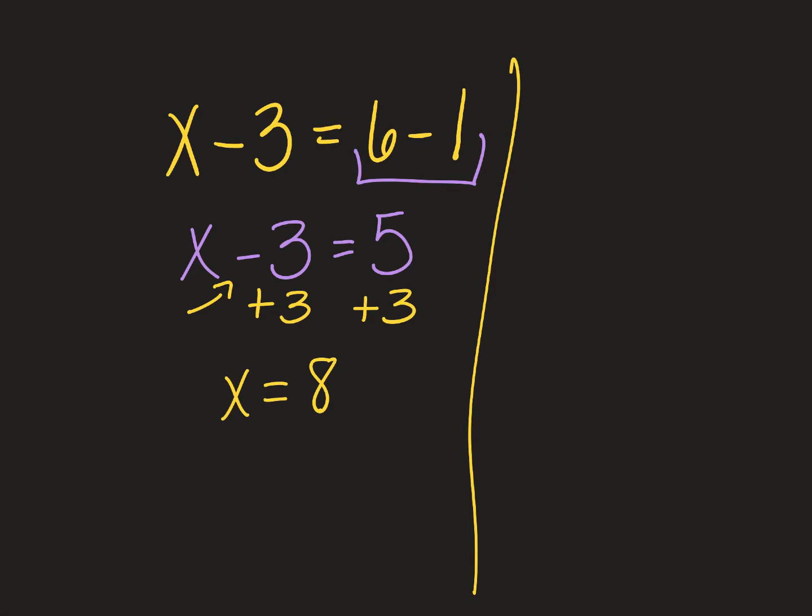I'm going to check my problem. The value of x is 8: 8 minus 3 equals 6 minus 1. 8 minus 3 is 5. 6 minus 1 is 5. So my problem is correct.